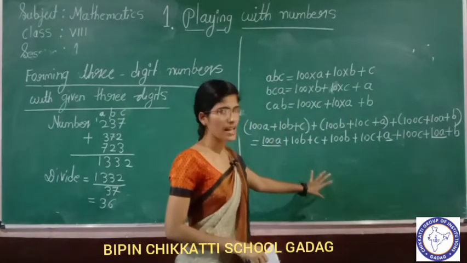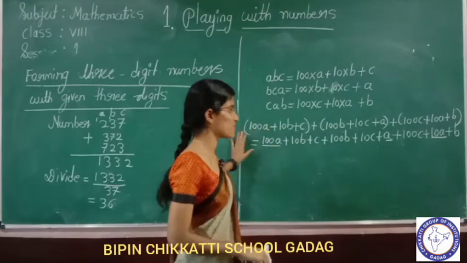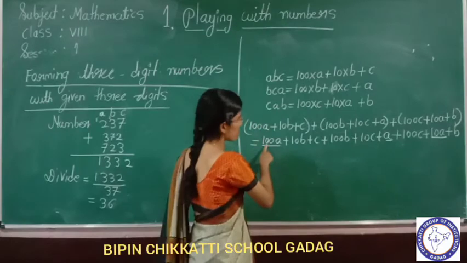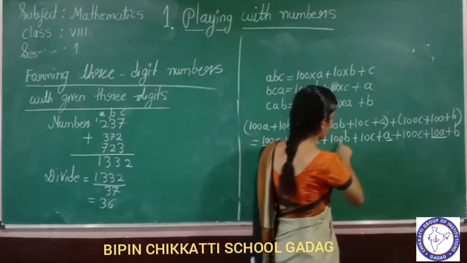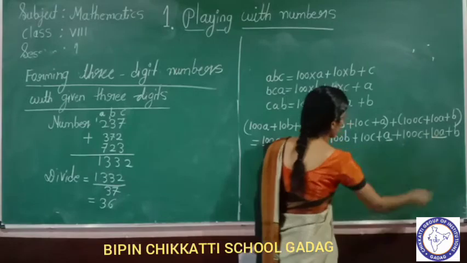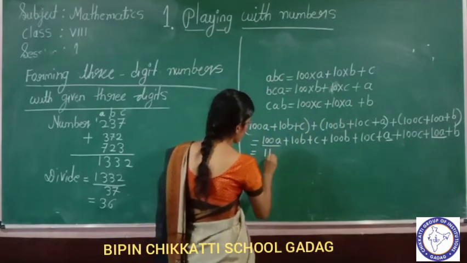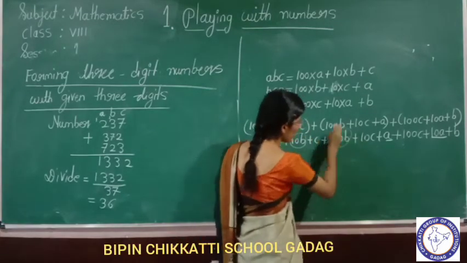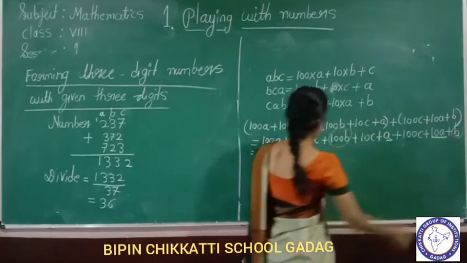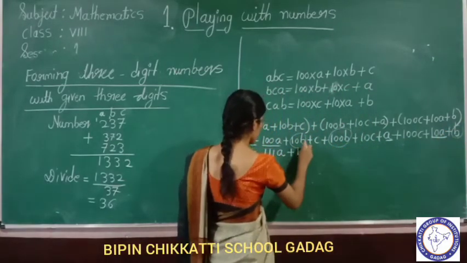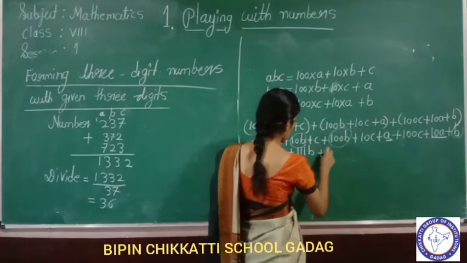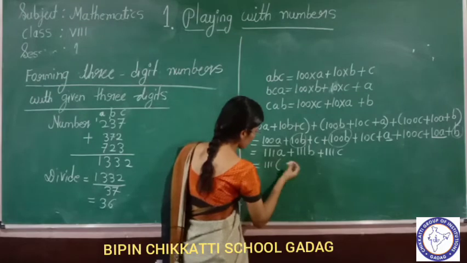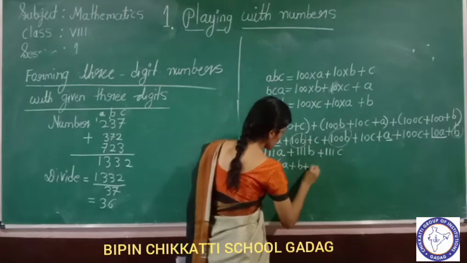Is there any like terms? So only this algebra came. Don't tell me, ma'am, again algebra only. Only a little bit of algebra. Like terms can be added. Yes, sir? See here 100A. Again we are getting A and we get 10A. What will it become? 111A. Again 10B, 100B and again B. It will become plus 111B. Same thing for 111C. If we take 111 common, what are we left with? A plus B plus C.